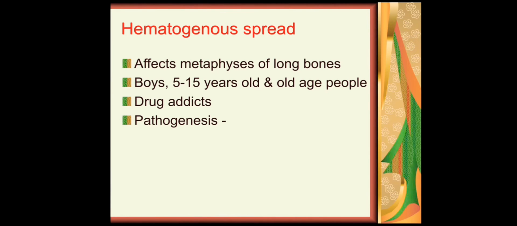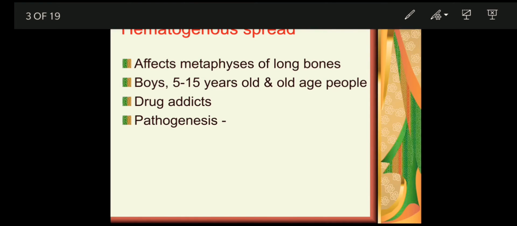It is more common in boys or the male sex, and among children it is mainly 5 to 15 year olds who are affected. Elderly people are also affected, mainly because of pathological fractures happening on and off due to osteoporosis. Old age people are also more prone to developing pyogenic osteomyelitis. In drug addicts also, the site of an IV cannula might be a mode of transmission of bacterial infection.